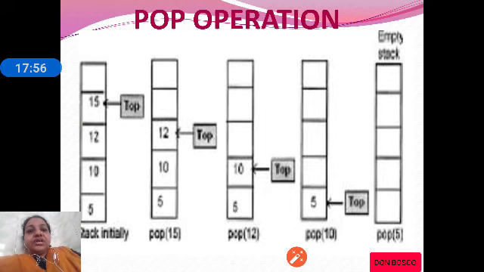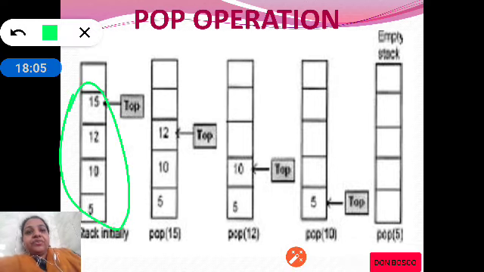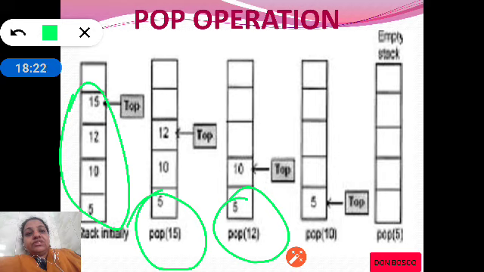So next comes the pop operation. Initially, you can check the array, which has totally 4 elements. Now I want to perform the pop operation. When I perform the pop operation, 15 is removed, which is the topmost element. And again when we perform pop, 12 is removed. And again when we perform pop, 10 is removed. And when we perform pop, 5 is removed and the stack becomes empty.